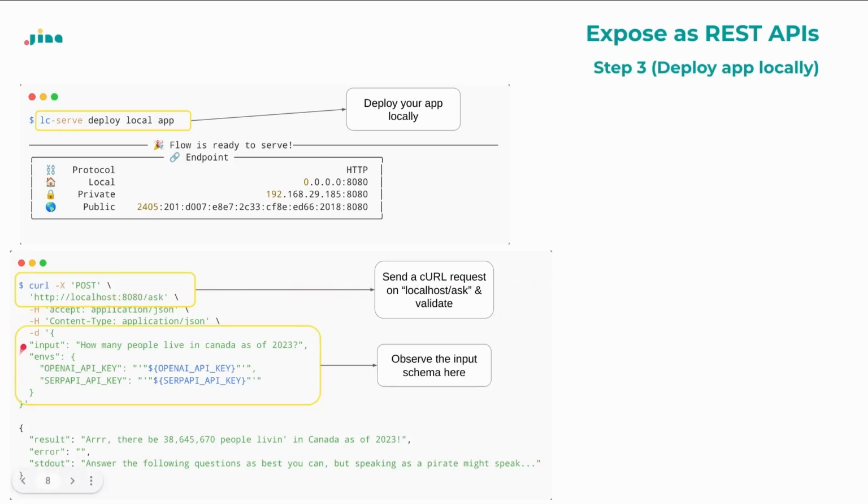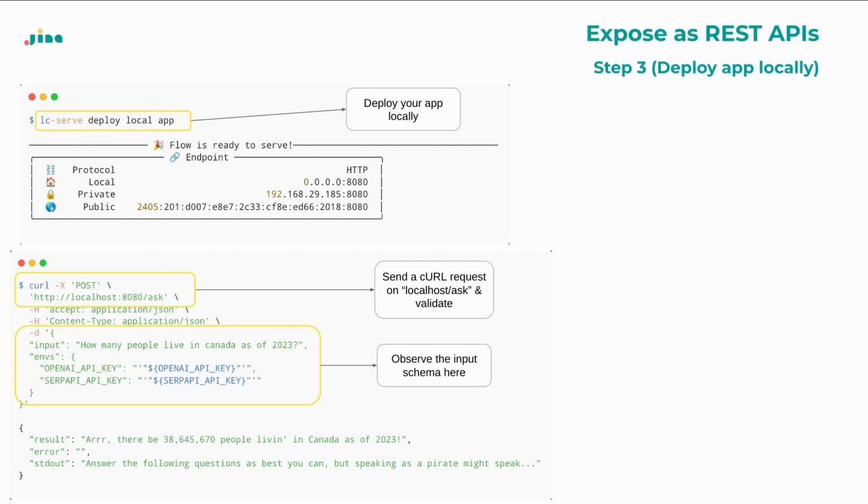If you observe the data, the input schema in this case has the field input, which was one of the arguments of the ask function. This schema also accepts all the environment variables. All these environment variables are needed so that the function can run.